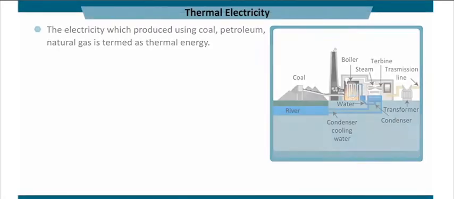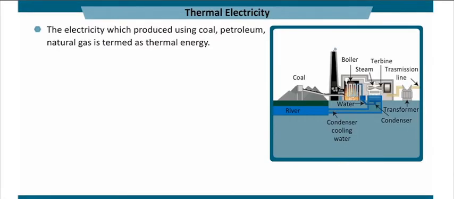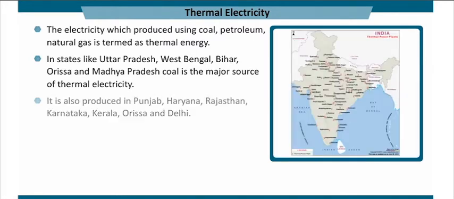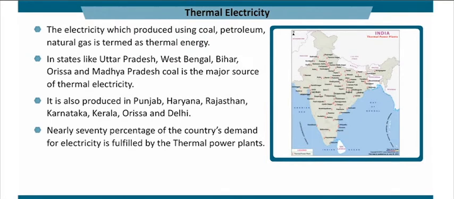Thermal electricity. The electricity which is produced using coal, petroleum, natural gas is termed as thermal electricity. In states like Uttar Pradesh, West Bengal, Bihar, Orissa and Madhya Pradesh, coal is the major source of thermal electricity. It is also produced in Punjab, Haryana, Rajasthan, Karnataka, Kerala, Orissa and Delhi. Nearly 70% of the country's demand for electricity is fulfilled by the thermal power plants.